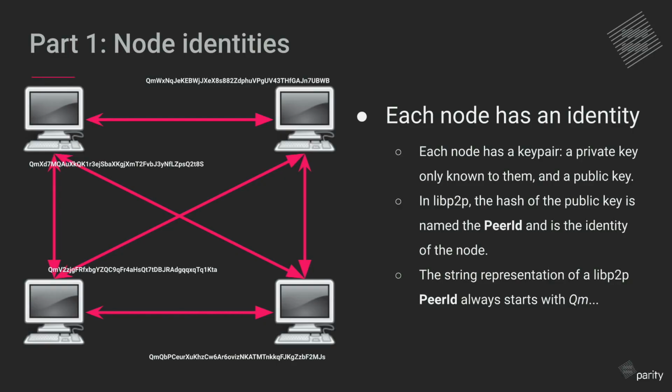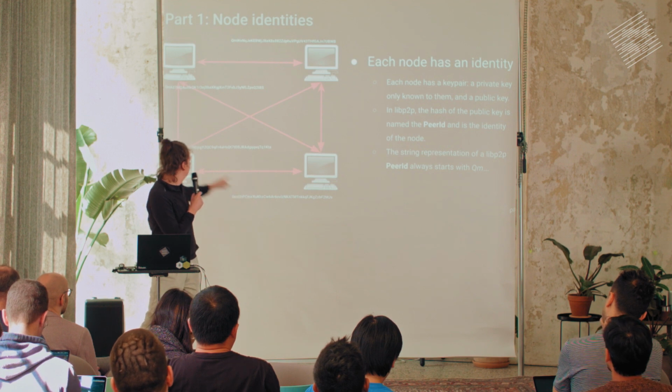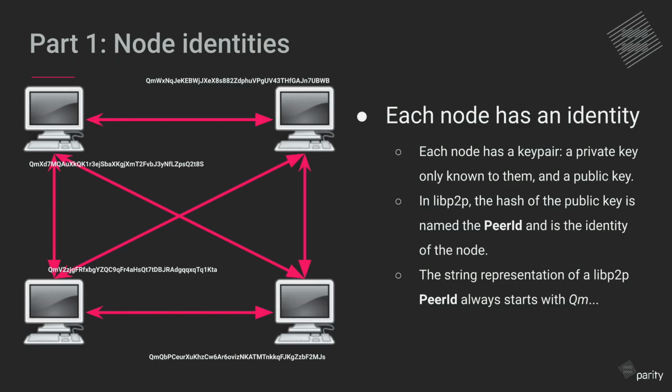Each node has an identity, which you can see. It's these QM things. It's a bit small. Each node has a private key and a public key. The identity of the node is the hash of its public key. That's how you identify it. That's how you know this node is this person. And in libp2p, this hash always starts with QM.